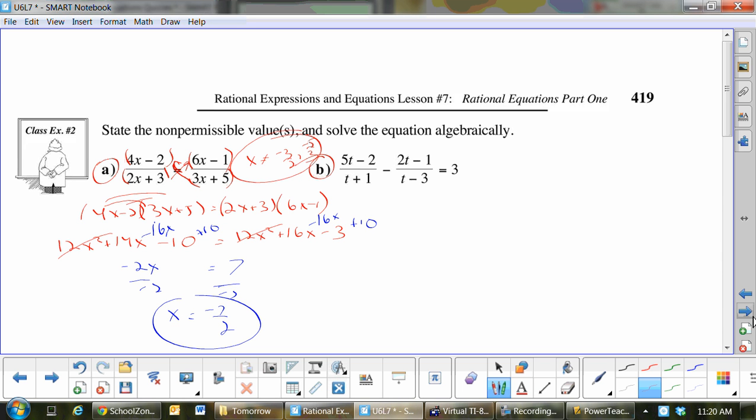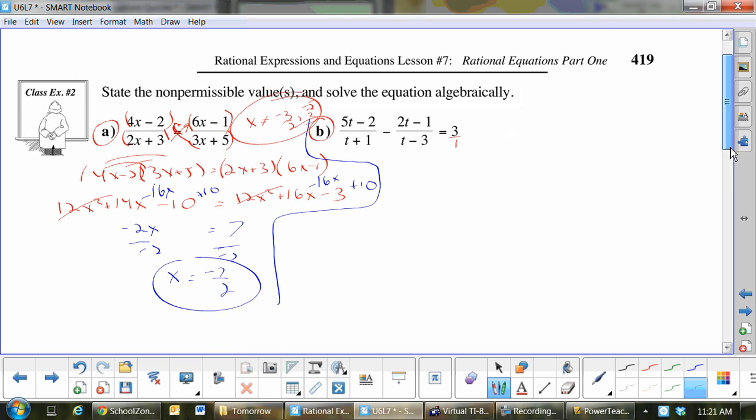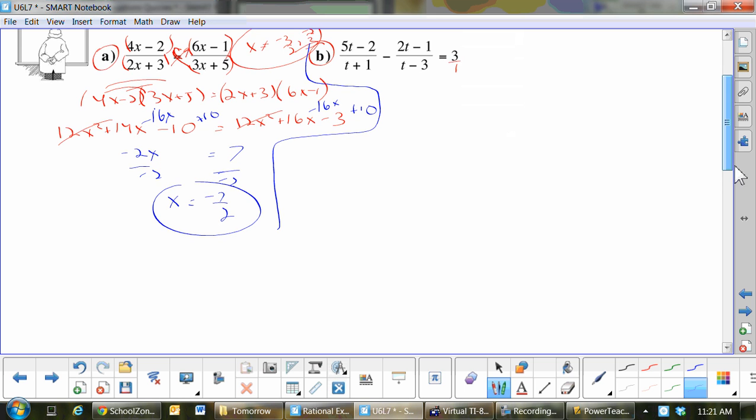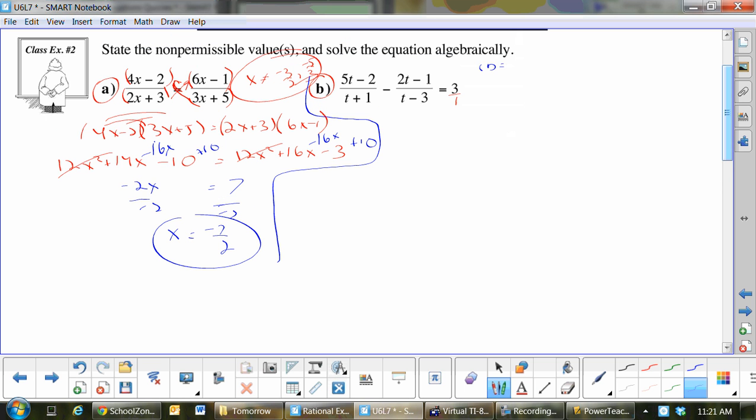Okay, now let's look at B. B, I can't just go and do that. What I have to do is, what is a common denominator of t plus 1, t minus 3, and 1? Yep. So I always write it on the side. Common denominator is t plus 1, t minus 3 times 1 if you really want to.